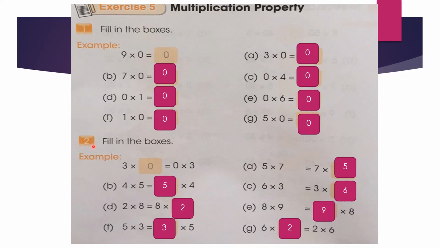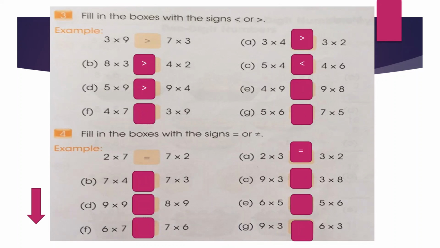So, exercise 2, fill in the boxes. Example, 3 times 0 equals 0 times 3. So here, 4 times 5 equals 5 times 4. Understand, students? So, I think you can answer it by yourself. Actually, there is an answer already. There are already answers from A to G. Understand? Okay, students, on this page, exercise 3, fill in the boxes with the signs less than or greater than. We have here the examples.